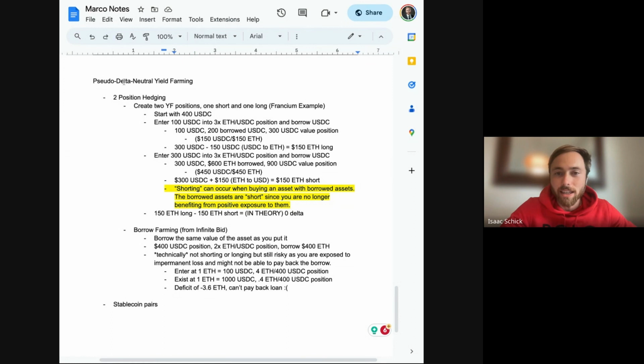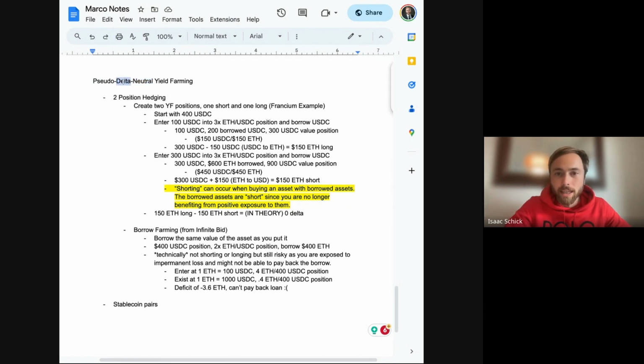But the basic idea of pseudo delta neutral yield farming, and I'll probably just say delta neutral yield farming, but I mean pseudo delta neutral. What you're trying to do is put in a certain amount of usually USDC or just some sort of dollar derivative into an investment. And no matter what the markets do, you want to be able to pull out the exact same amount of dollar derivative as you put in. So you want to have no loss.